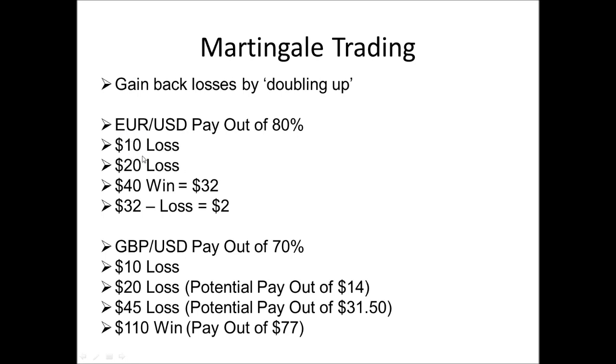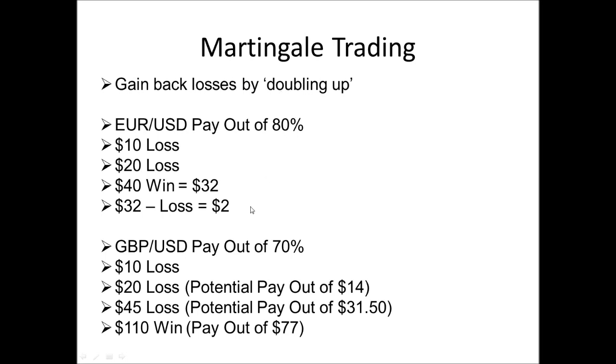But unfortunately we make another loss, so we double up again to $40, so that's 20 to 40, and we make a win. Our win gives us an 80% payout at $40, which is a $32 win. Our $32 win minus our loss, which is 10 and 20, so 30, covers our losses and gives us a $2 profit.